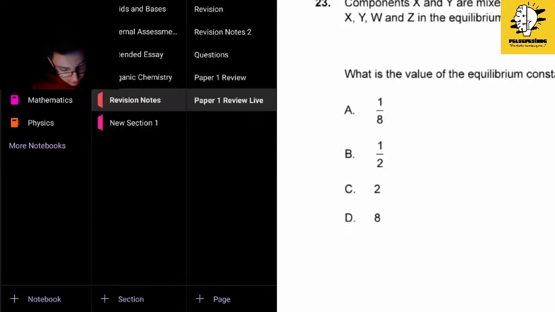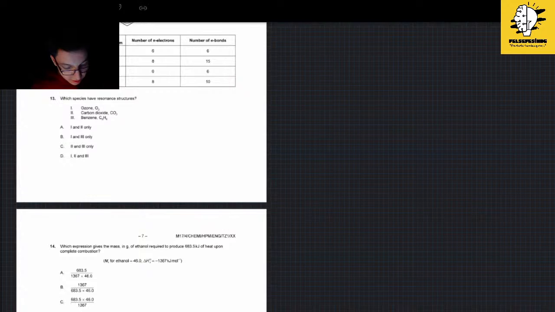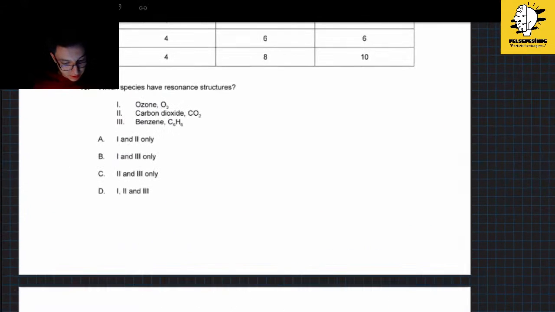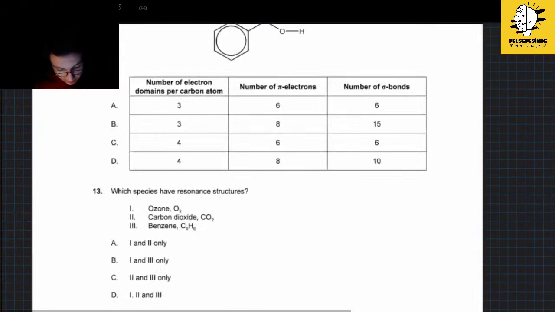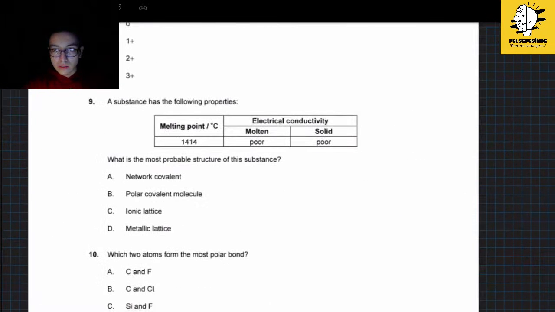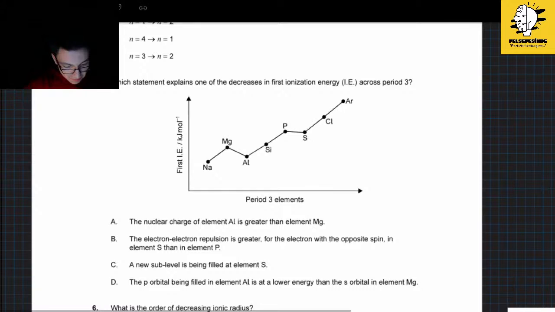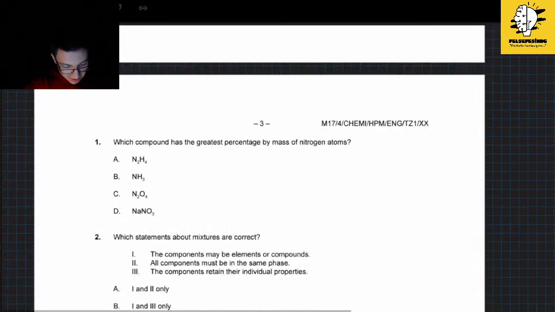Now let's have a look at it. We will go for chemistry. We will go for paper 1 review again. So here I have some questions for you, everybody. I hope this is the correct one, right? Let me see, please. Yes, this is the correct one. So again, do you remember the question that you sent me on WhatsApp previously? Shall we go for it?